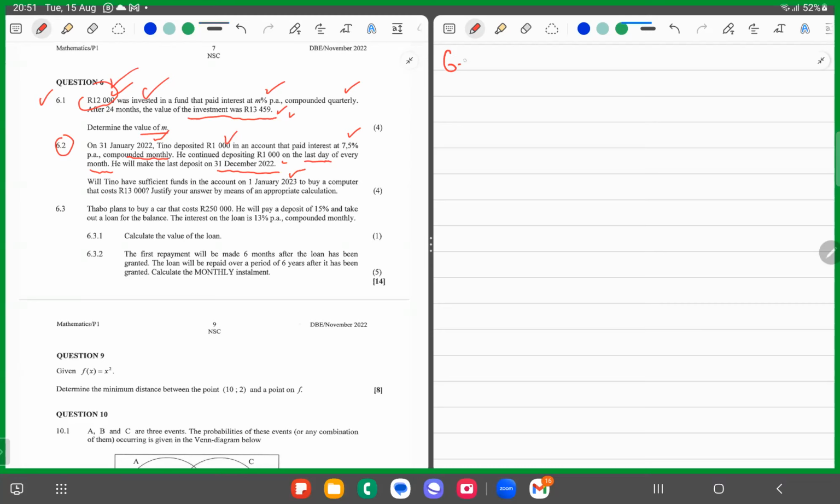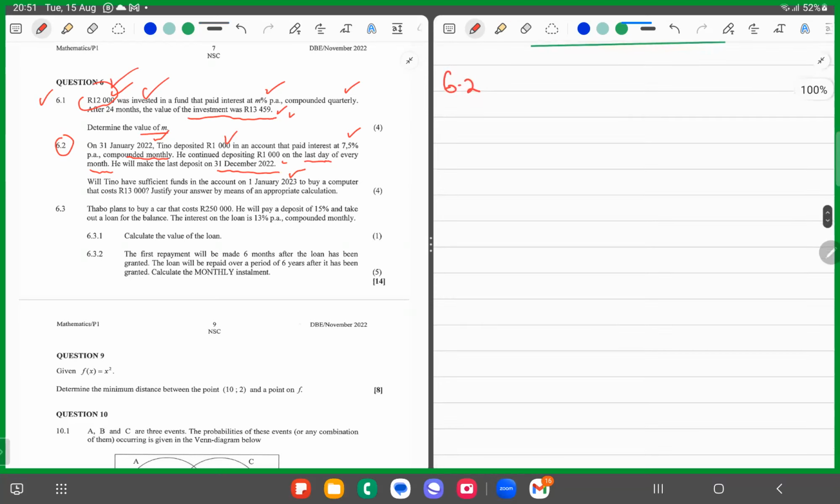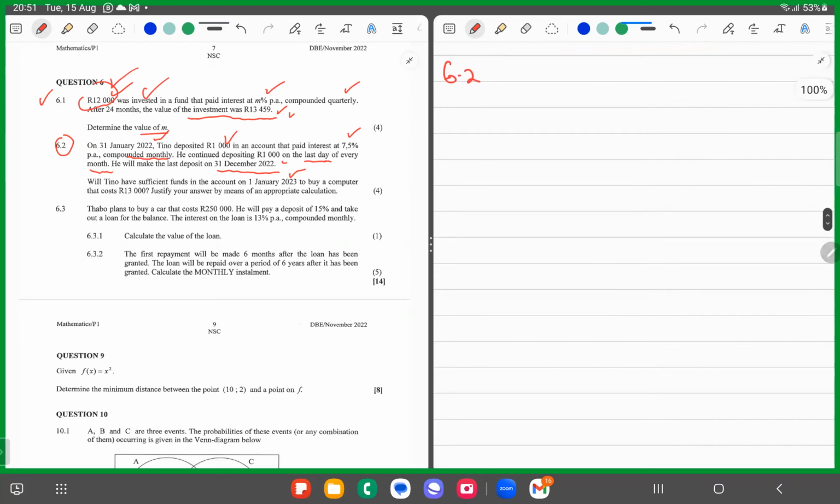Let's look at this one. This one is about Tino and what Tino is dreaming about and the computer Tino wants to buy. Now, first things first, what is happening here? What kind of a question is this? So we note down some form of data. What has been given here and what kind of a question is this?